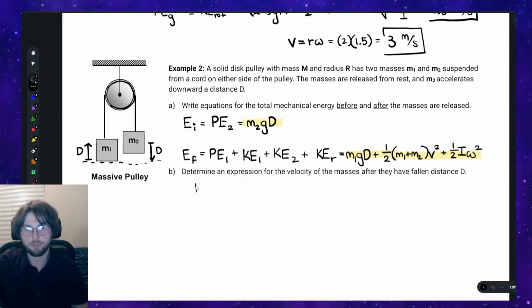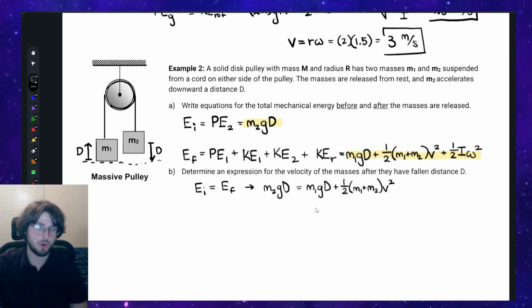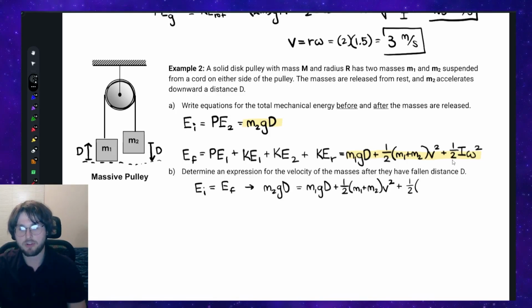And what we want to do now is simply start out with a statement of conservation of mechanical energy, which is just that this initial energy here is going to equal the final. And if we go ahead and substitute, it's going to be m2 g times d, and all of that is going to equal m1 times g times d plus 1/2 (m1 plus m2) v squared plus 1/2 times, I'm going to go ahead and substitute in the rotational inertia of the disk, which, if you recall, is going to be 1/2 times its mass, m, times the radius of the pulley, r squared.